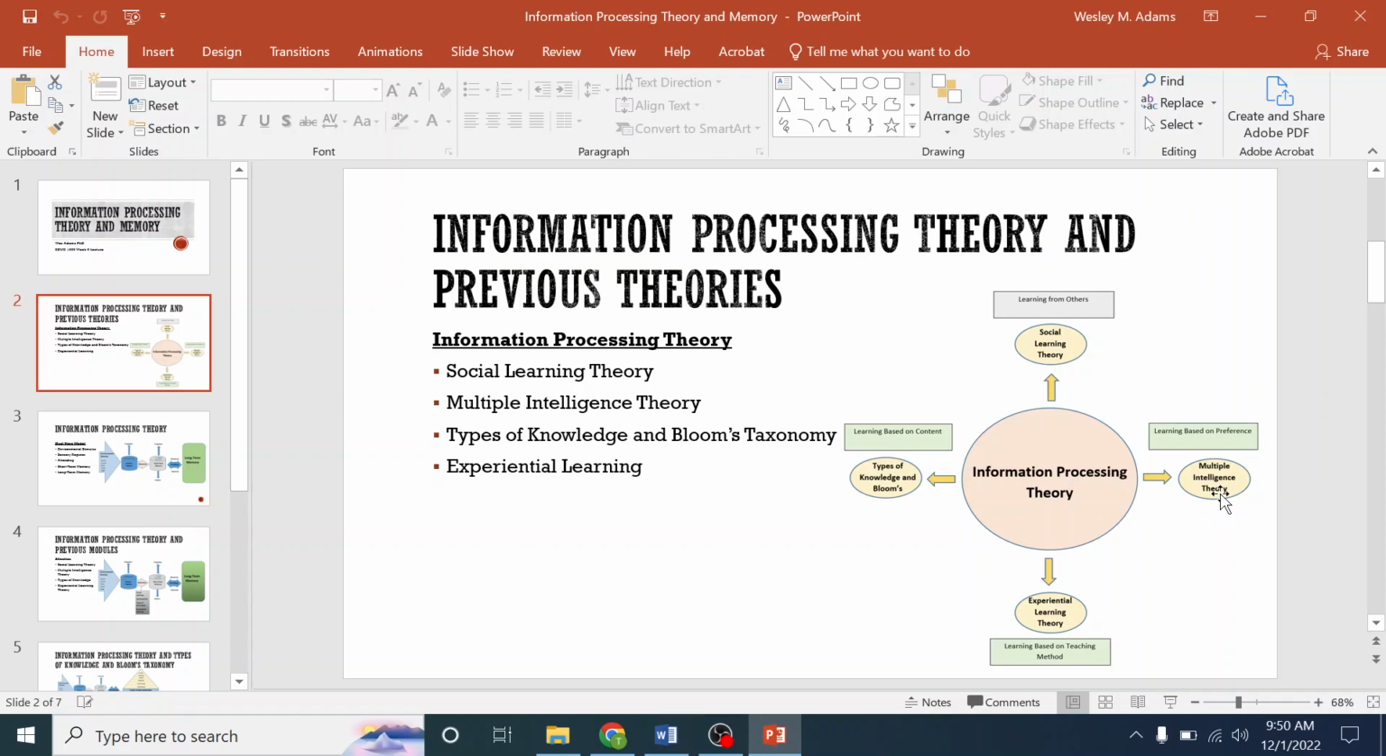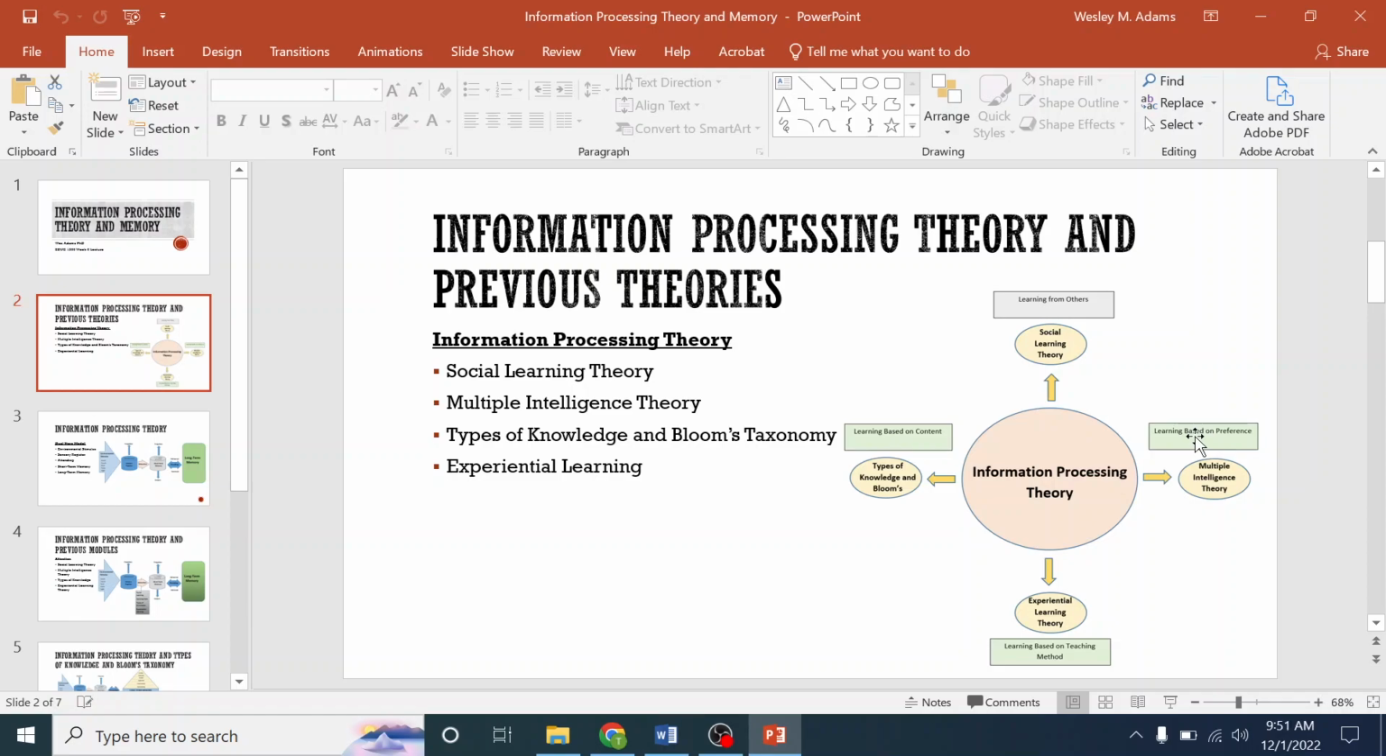So that's also going to lead us over here to multiple intelligence. And that's really based on our preference. How do we like to receive information from the environment? So do we want it presented visually, auditory, a combination of visual, auditory? Do we want kinesthetic? That's what week 3 was about.